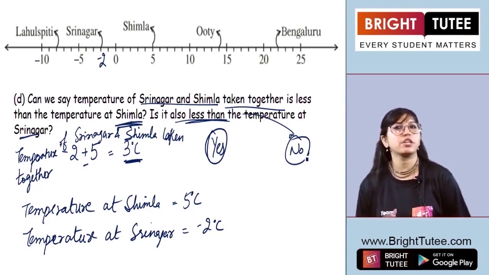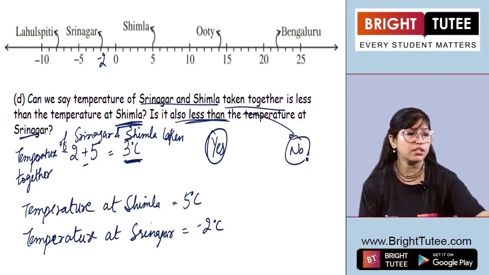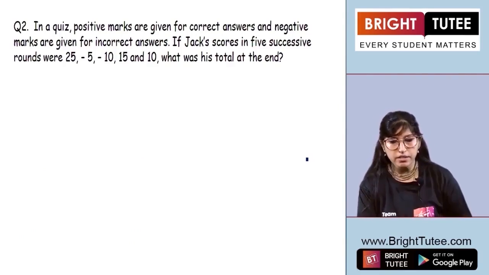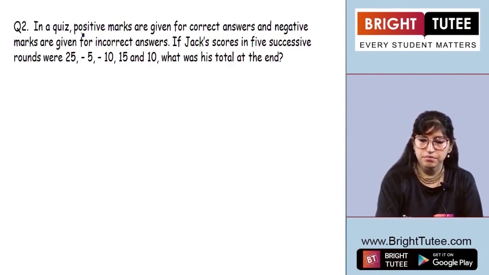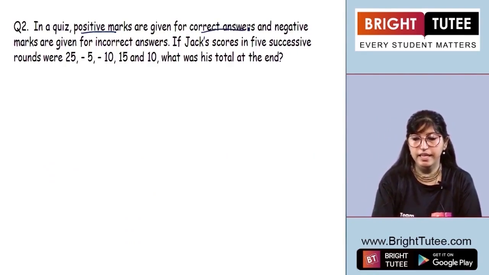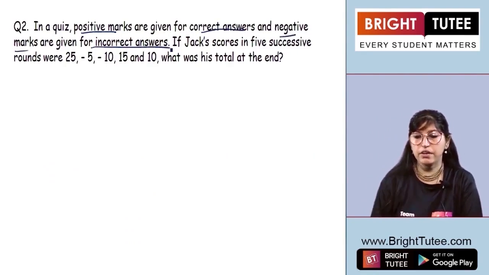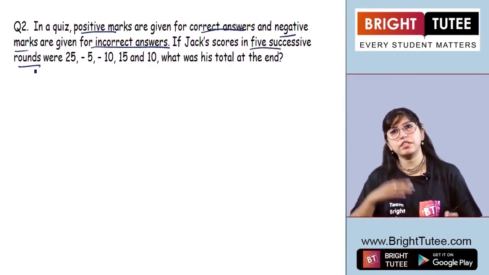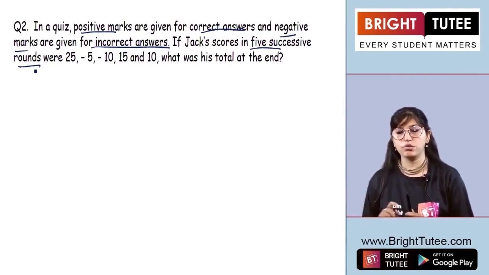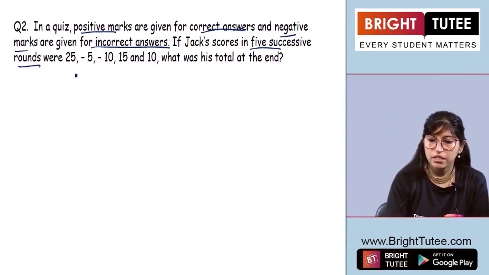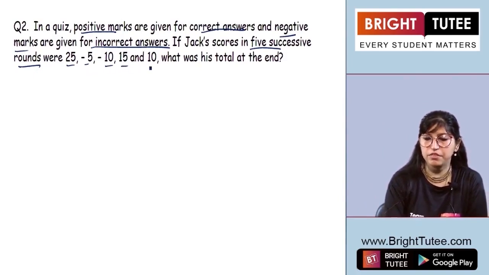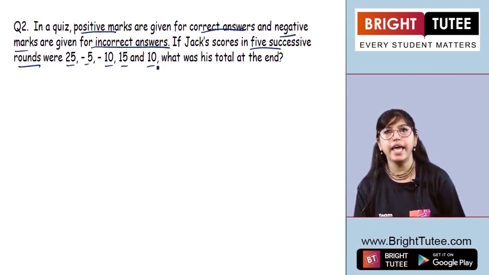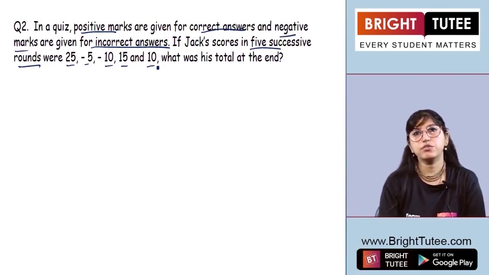So this is the whole first question which we discussed. Let's try and discuss other questions too. Let's try out question 2 now. It says that in a quiz, positive marks are given for correct answers and negative marks are given for incorrect answers. Now if Jack scores in 5 successive rounds, one after another, the scores which he got are 25, -5, -10, 15 and 10. They were asking what was his total at the end. Now we need to find the total of this.